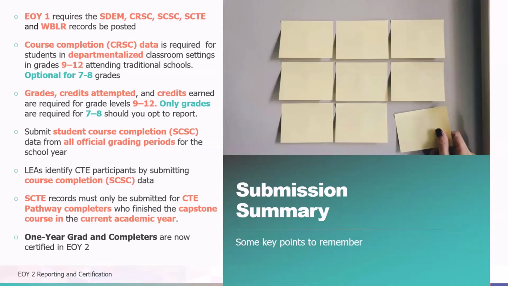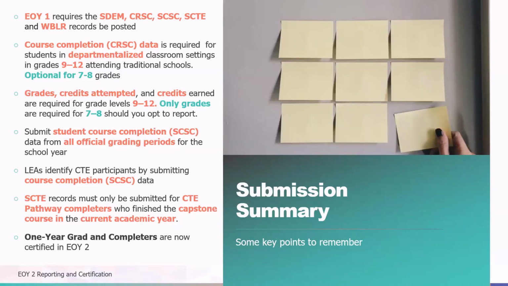LEAs identify CTE participants by submitting course completion records. That state course code in the CTE record identifies students who are participating. The SCTE record, rather, will identify those completers. Also remember they have to have a capstone course reported.